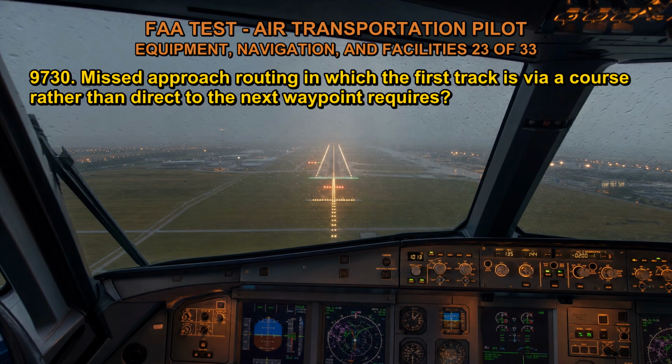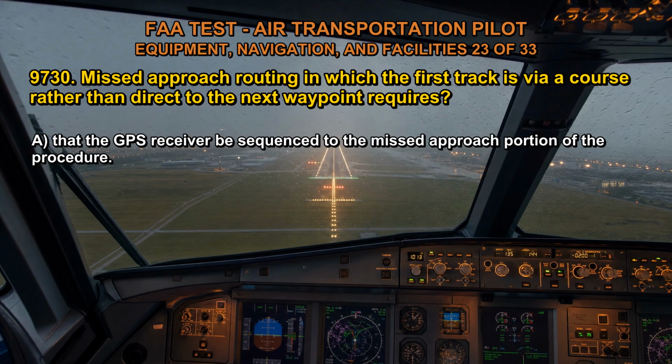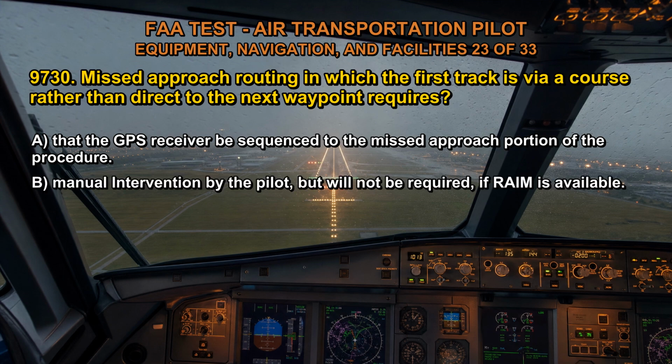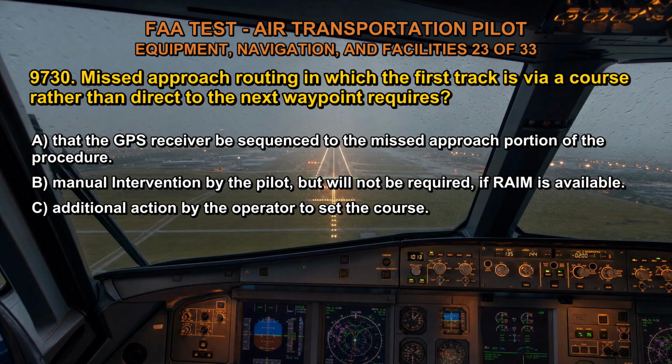9730. Missed approach routing in which the first track is via a course rather than direct to the next waypoint requires A. That the GPS receiver be sequenced to the missed approach portion of the procedure. B. Manual intervention by the pilot, but will not be required if RAIM is available. C. Additional action by the operator to set the course.